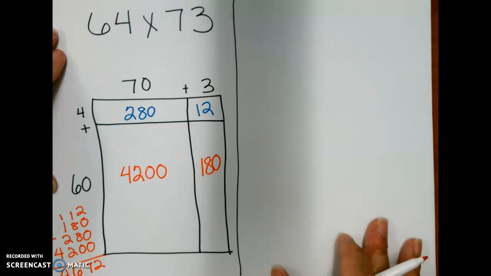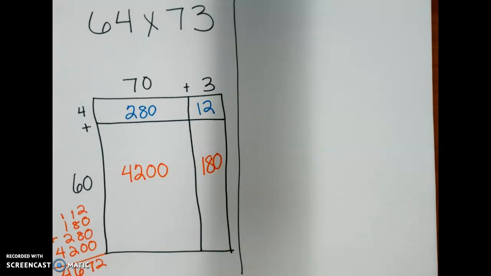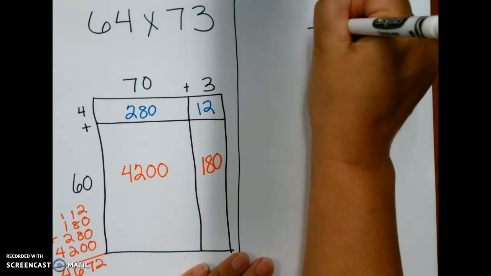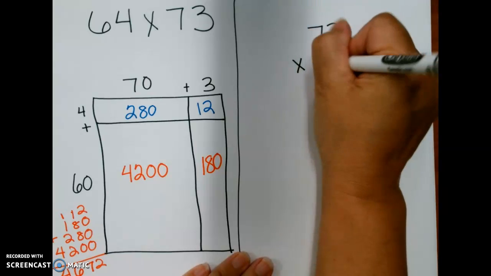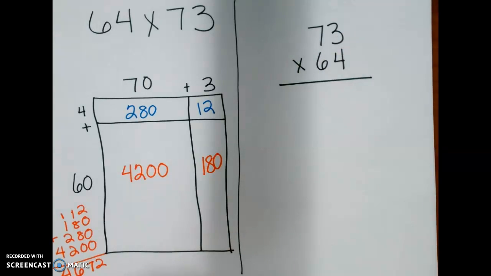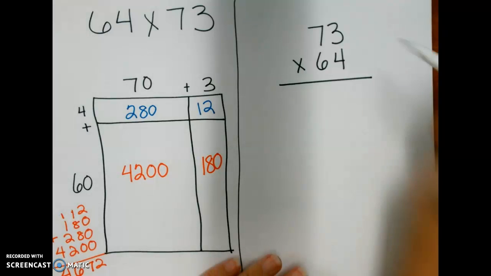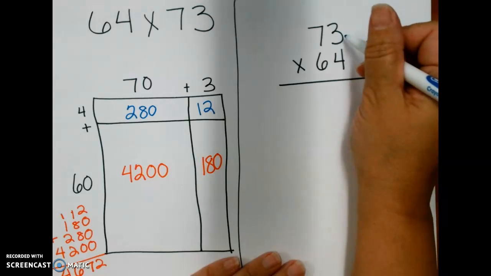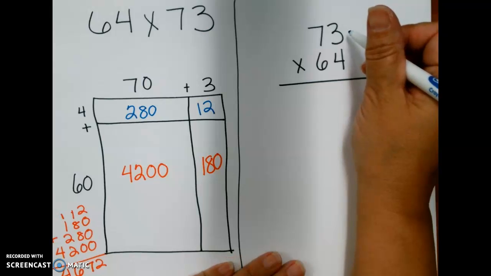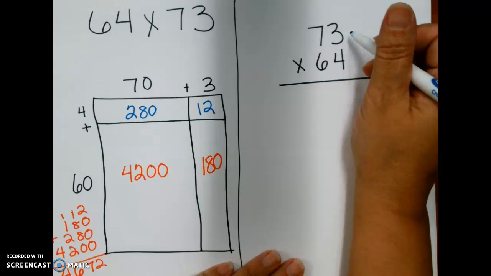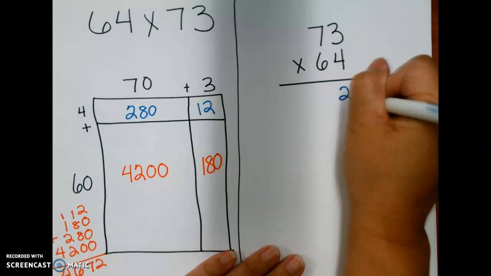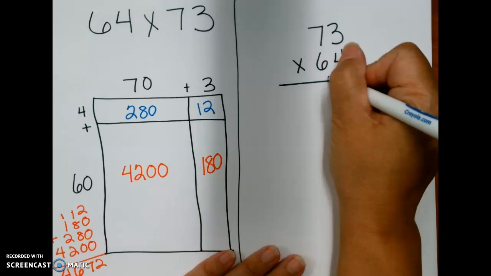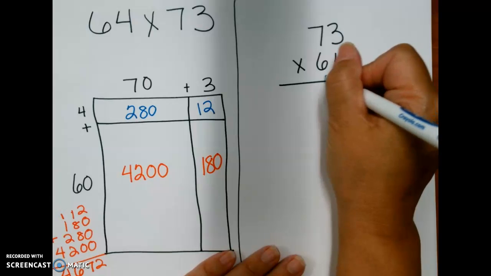4,672. Okay. Now what we're going to do is multiply it using the standard algorithm. So I'm going to multiply 73 times 64. Now watch how I record this. I'm going to multiply 4 times 3, and that gives us 12 ones. So 4 times 3 is 12 ones, or 1 ten and 2 ones. So I'm going to write down the 2, and I'm going to regroup my 1 over here.